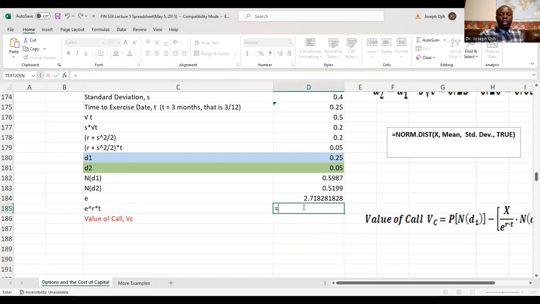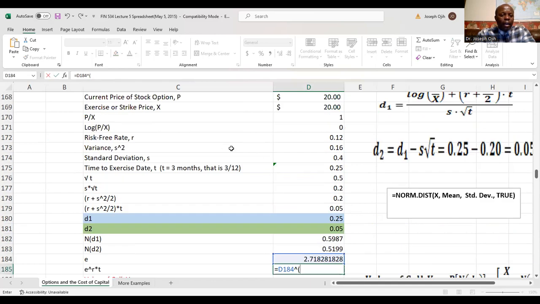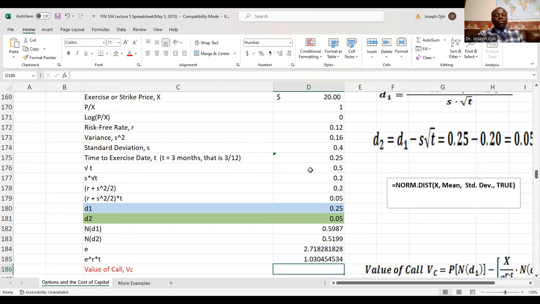That means the exponential: put equal sign, click the exponential, raise to the power. Instead, we use the cap key. Raise to the power, this key here, this symbol here, R times T. And our R is the risk-free rate. For times, we use the asterisk symbol, times T, and our T is time to expiration. Please close the parenthesis, and then press the enter key. That gives you the time.